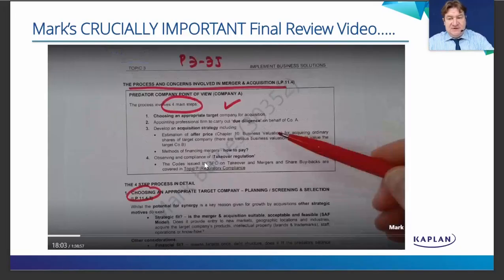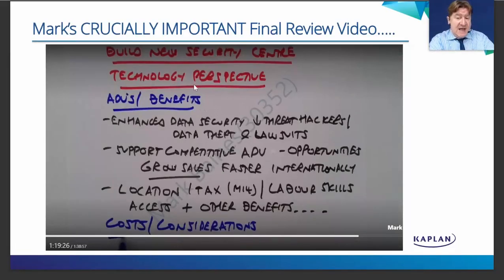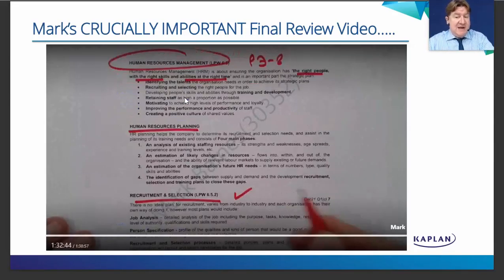The disadvantages. I also thought what was important here is things like mergers and acquisitions, especially the four main steps, things such as choosing a target company. Also, I thought finance was important, so I went back to topic 5, highlighting for students what I think, again, is going to be important for the types and sources of finance. And then it mentioned in the pre-seen about building a new security centre. So I thought, let's start considering the technology perspectives here. Finally, HRM, a popular area, topic 3 you saw earlier, things like recruitment and selection.